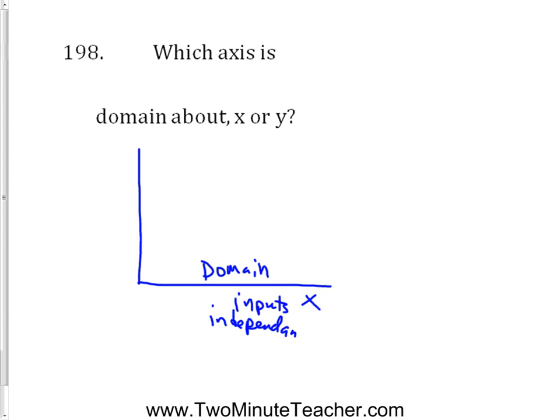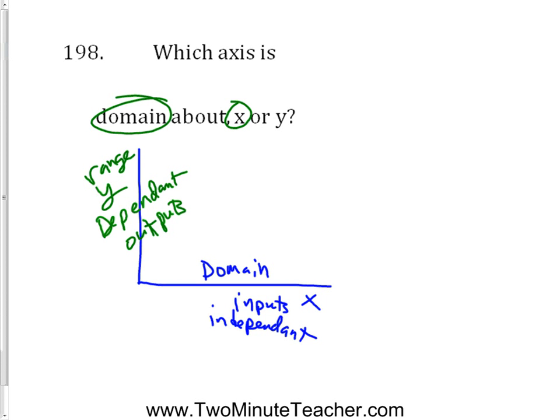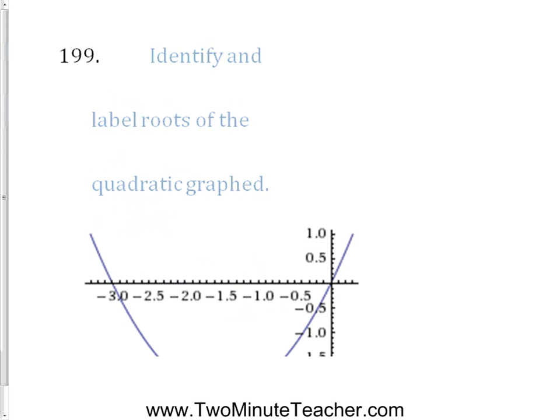Go down there. And the range is about the y, which is about the dependent variables. And they're the outputs. Okay, so keep domain and x together in your head, and keep range and y kind of go together in your head. All right, moving on.